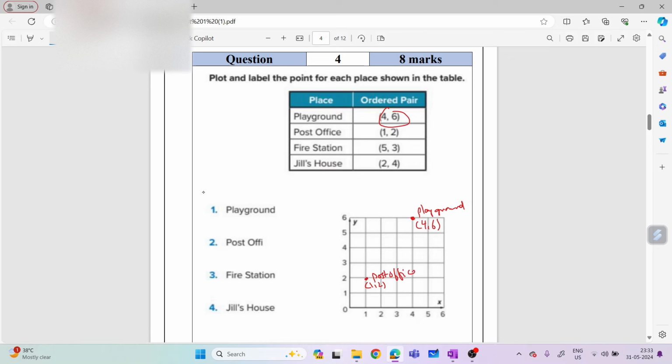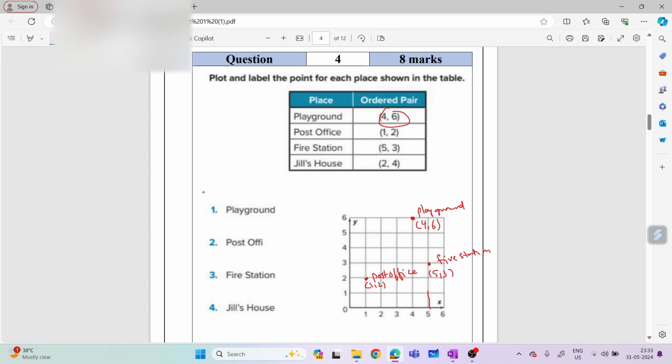This is post office. Next, fire station. What is fire station? X is 5, Y is 3. What is this, fire station?